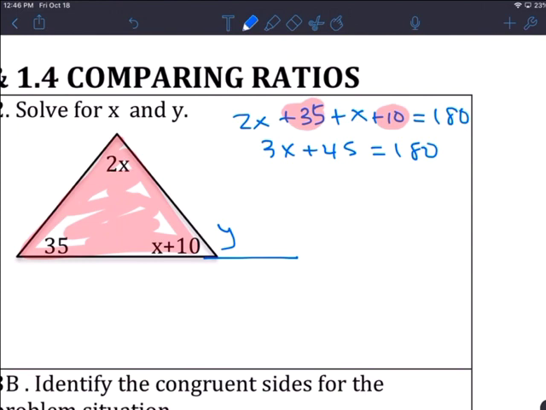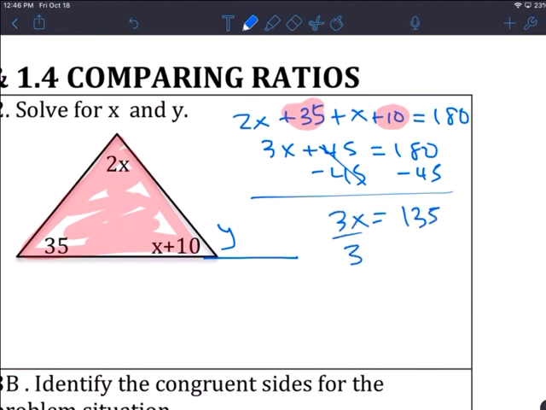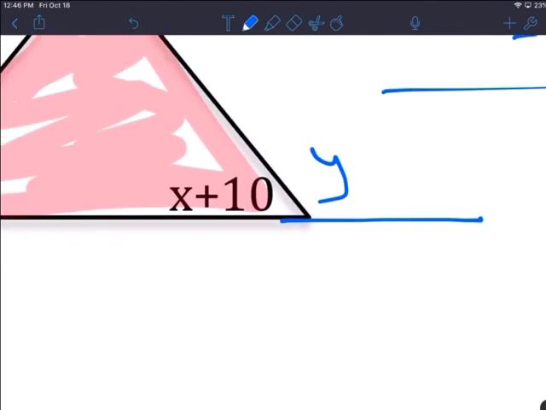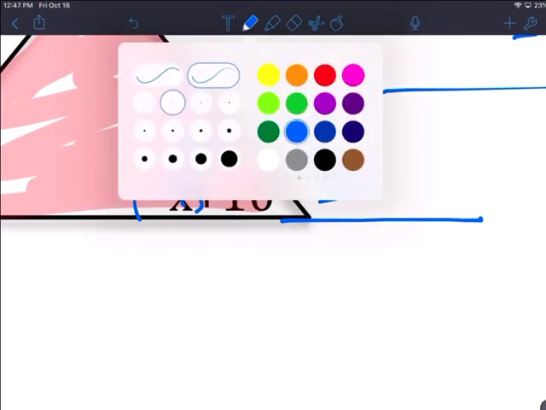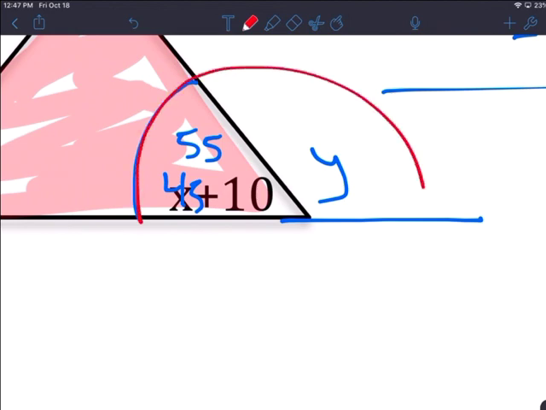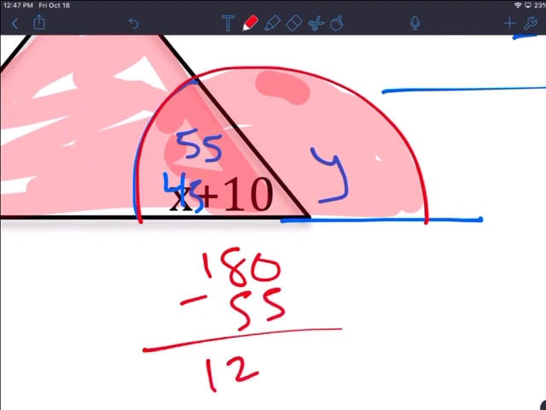Okay, most classes, I think I set this up. It equals 180, combine like terms, you minus 45, you minus 45. Get here 135 equals 3x. Divide by 3, you get 45. X is 45. Okay, so x right here is 45 plus 10, so this is 55. Now, this adds up to 180 degrees. So this protractor adds up to 180. If it's 55 already, so 180 minus the 55 is 125.